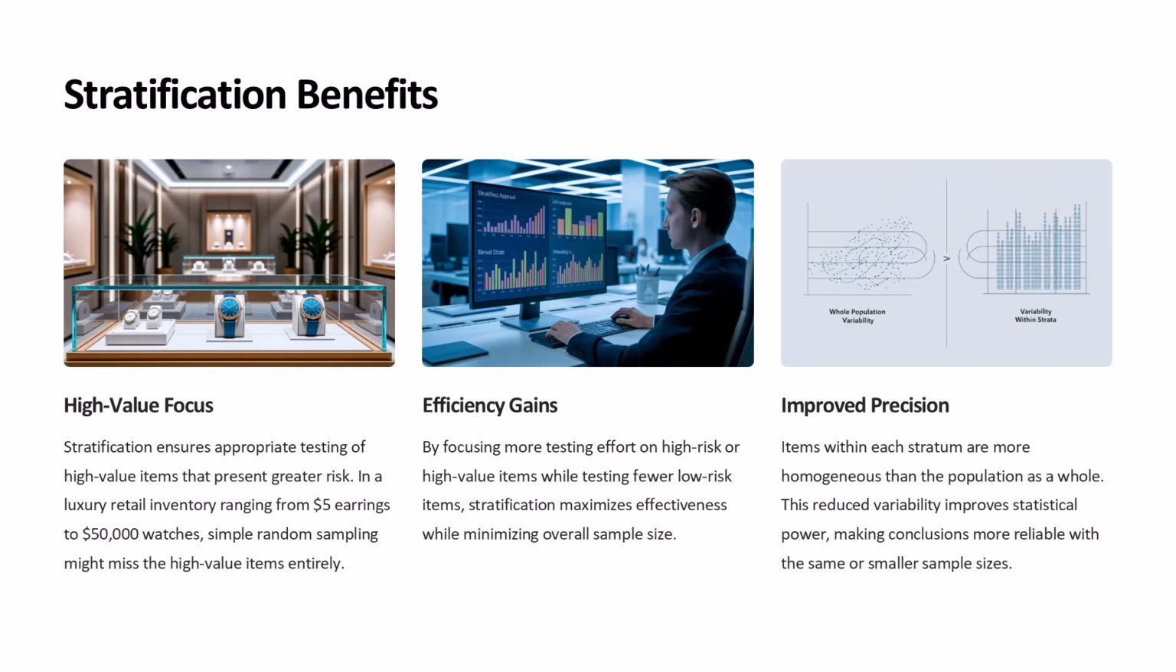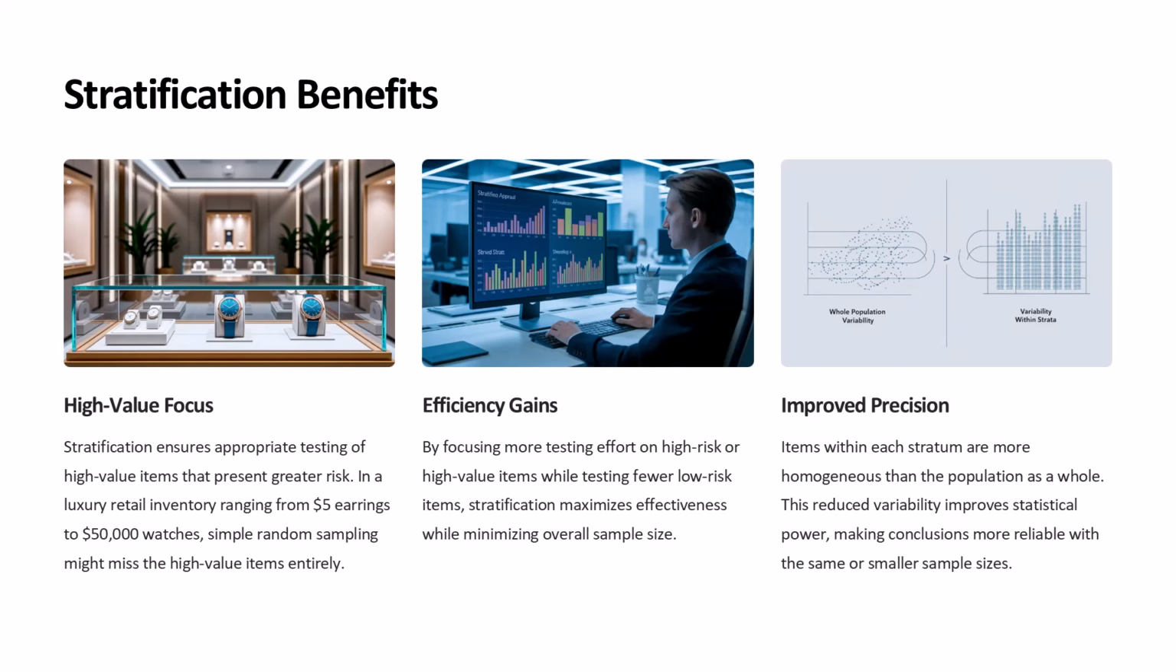Stratification benefits. Let me tell you why stratification is the LeBron James of sampling. When I was auditing a luxury retail chain, their inventory ranged from $5 earrings to $50,000 watches. If we used simple random sampling, we might miss the high-value items entirely. Stratification involves dividing the population into groups, strata, based on common characteristics, then sampling from each group separately. This allows us to apply different sampling approaches to different parts of the population, optimizing both effectiveness and efficiency.